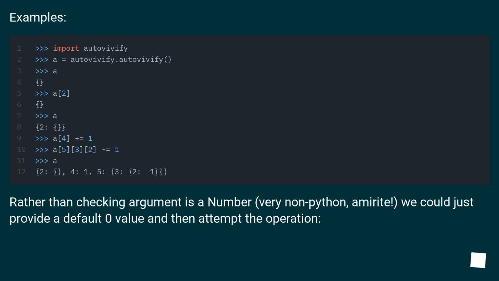Examples. Rather than checking the argument is a number, very non-Pythonic, right, we could just provide a default 0 value and then attempt the operation.